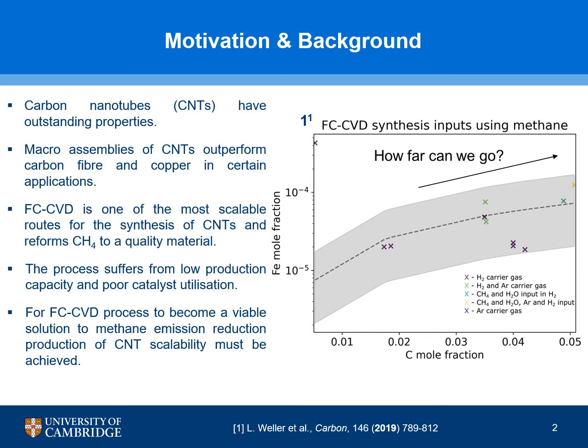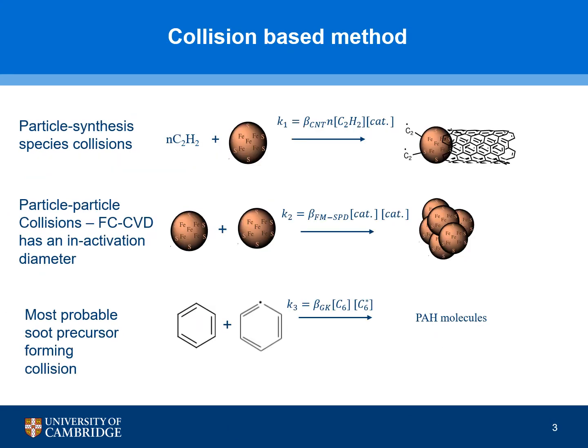So looking at figure 1 on the right, logically speaking, if you increase the carbon mole fraction, you will be able to form more CNTs, and in order to do so, you also need to increase the total catalyst mass. So the question really is how far can we go along this graph? And empirically speaking, we found that in a hydrogen atmosphere, people like to work at around 4% carbon mole fraction input.